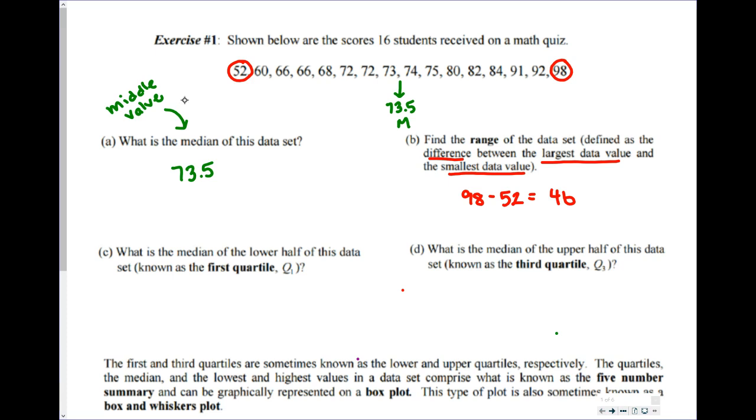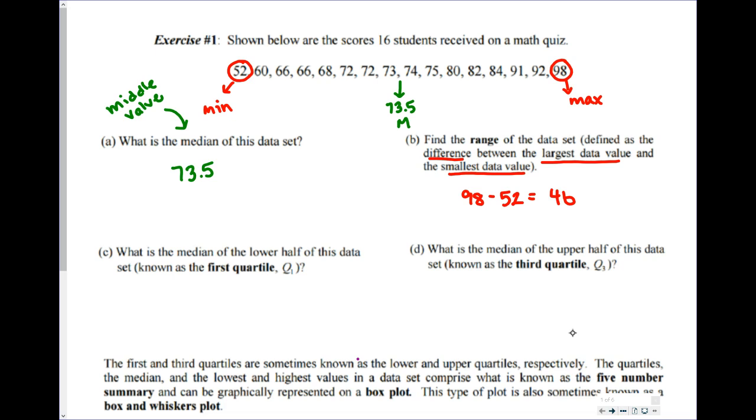Then after you find the range, we're going to label the 52 and the 98. We're going to label the 98 your maximum, and we're going to label the 52 the minimum. Okay, labeling is going to be critical in this learning target, just a heads up, to label all these values, because you need all these values to draw your graph.